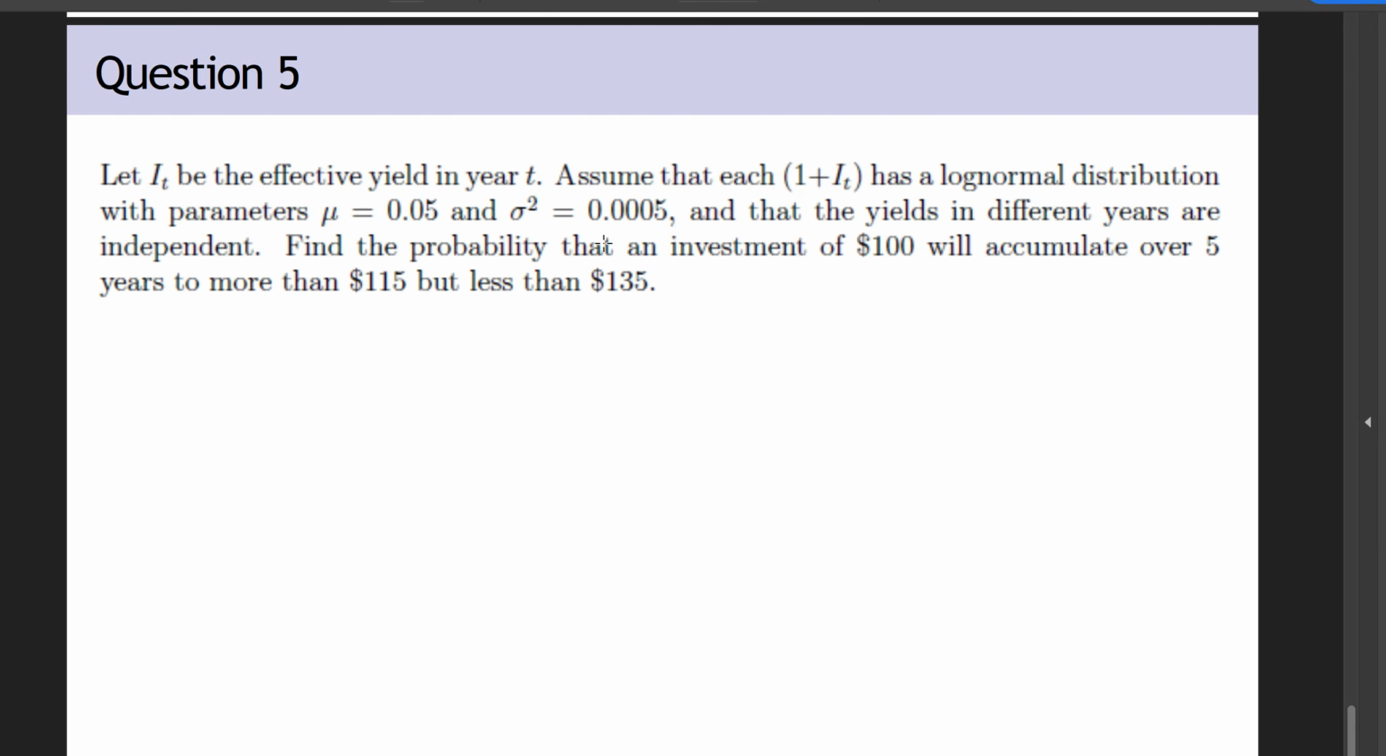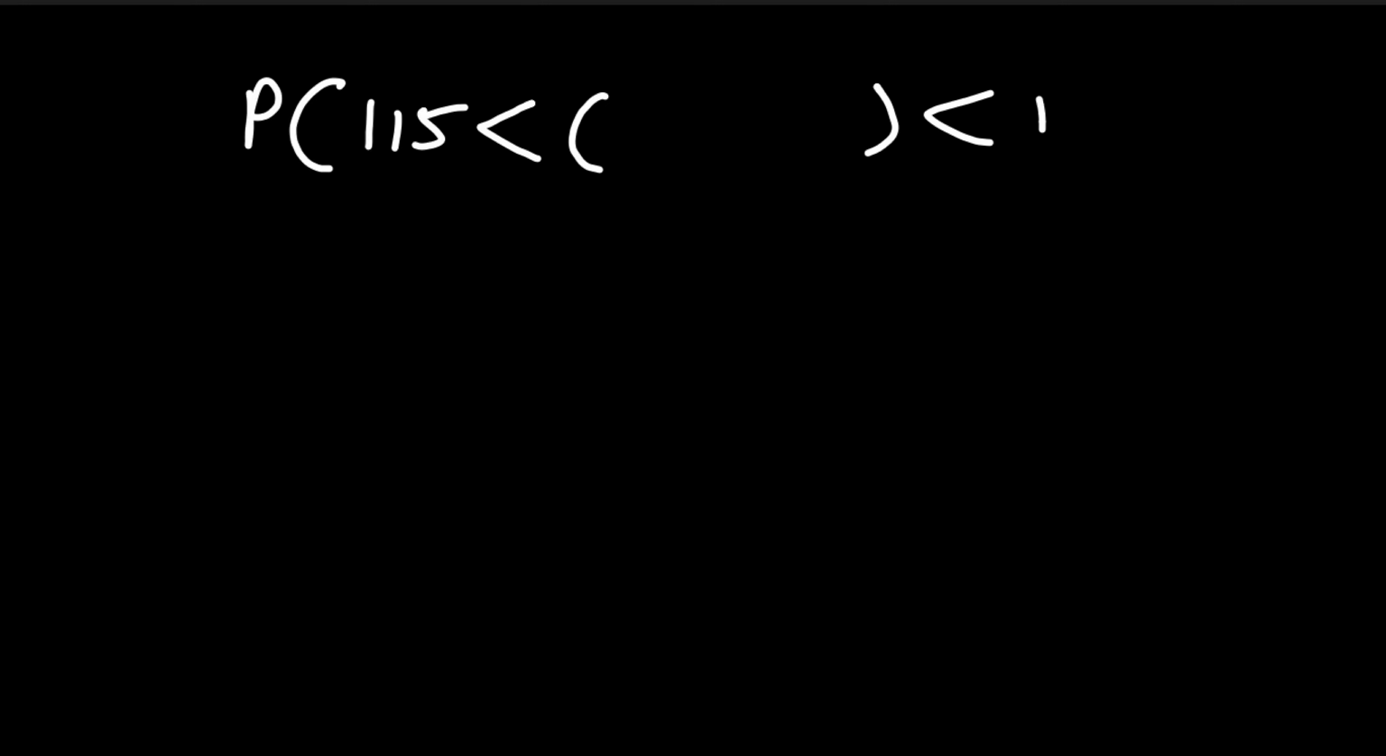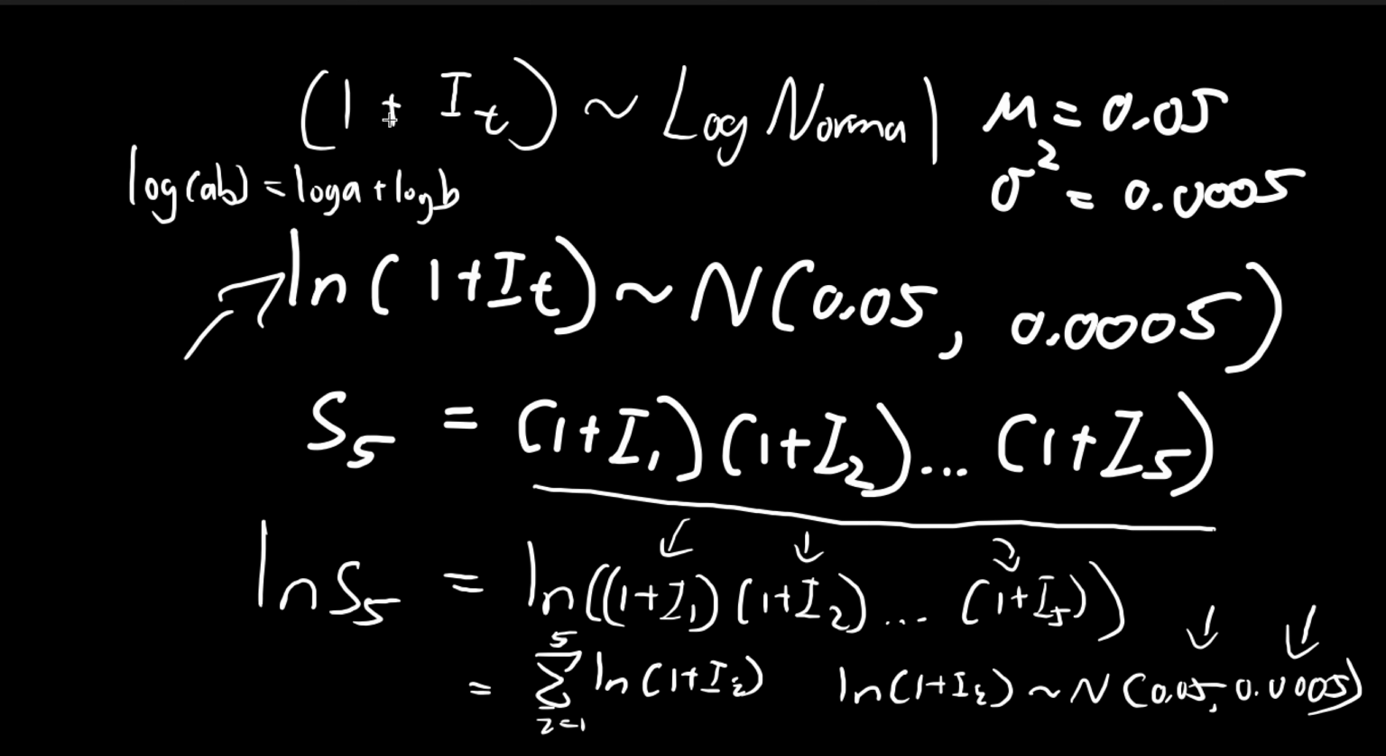So how is this useful? Let's go back to the original problem. We have $100 at time 0, and we need to accumulate it for 5 years, and then we want to find the probability that it will be between $115 and $135. So we're going to come up with an expression for the accumulated value being between these two numbers. What is an expression for the accumulated value?